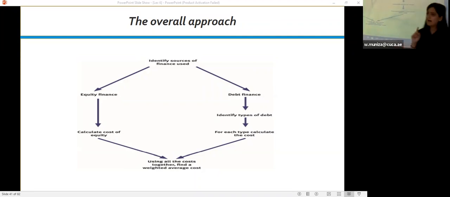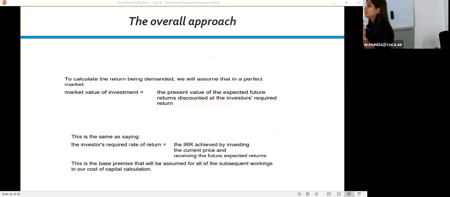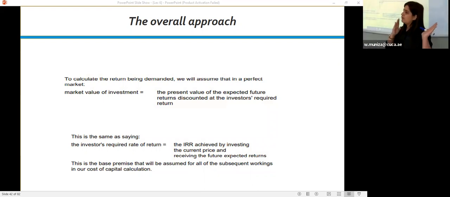So companies are going to use different sources of finance and collectively, they are going to give some cost for the company. When collectively, we are going to calculate the cost of all the finances used by the company, it is known as weighted average cost of capital.